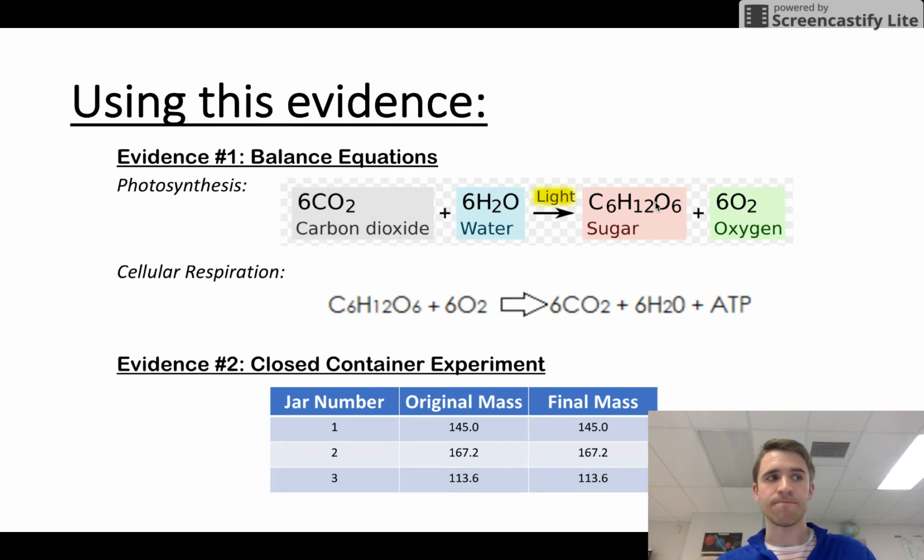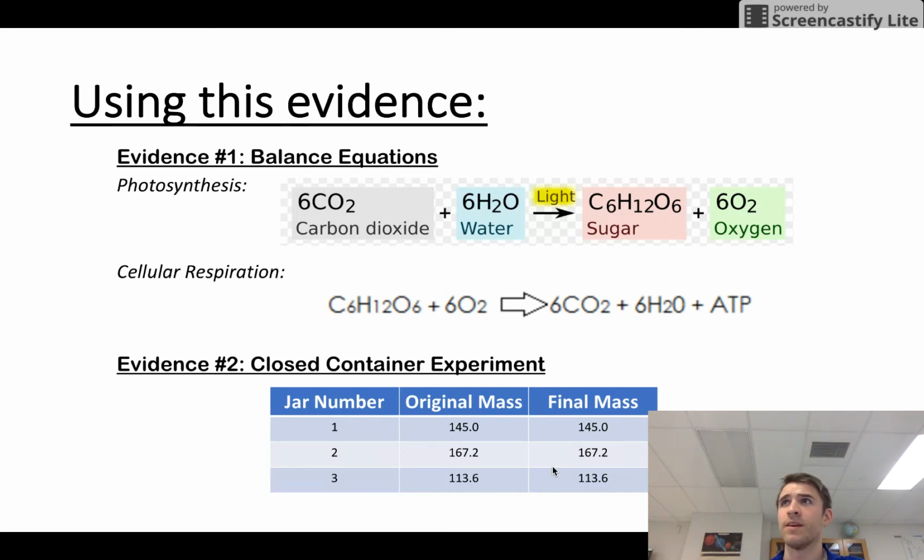It's just being changed, it's being rearranged. The same thing, what you start with is also what you end with. And the same would be true of the cell respiration equation as well. Evidence 2, you're seeing, guys, think back to the radish seed lab. You have 3 jars, the mass at the beginning of a closed system. You can think maybe the radish seeds are growing, and then you measure the mass at the end, and it's the same. That seems to support the law of conservation of energy too, right?